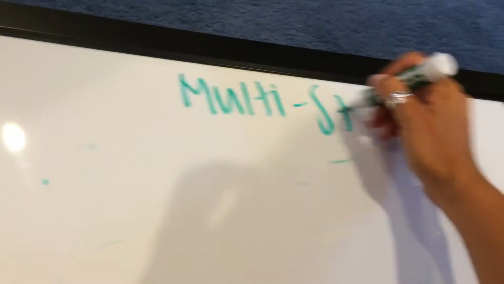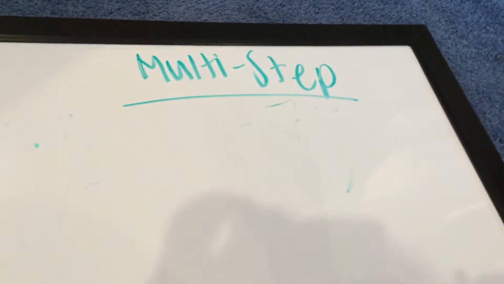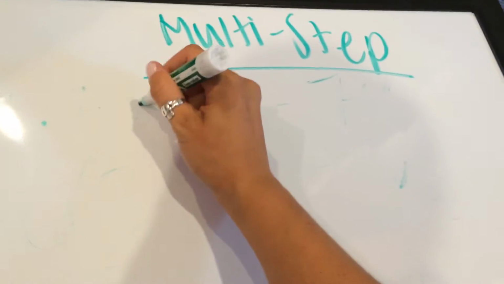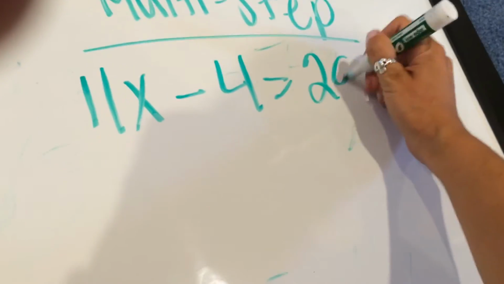Now we're going to get a little advanced. Now we are doing multi-step. Sorry, I thought you guys were focused. Multi-step just means more than one step. Let's look at an example. Now, make the board nice and clean.